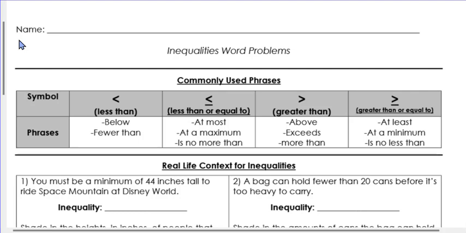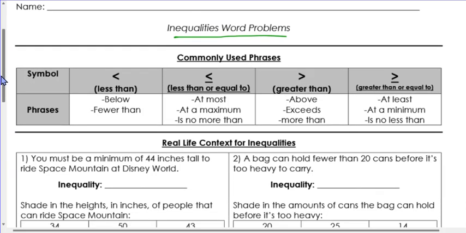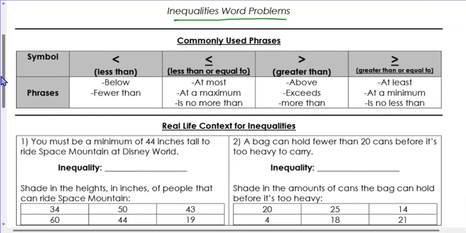Alright, here we're going to be learning about inequality word problems. So we've learned how to solve any type of inequality you're going to come across. Now we're going to be given a scenario and you're going to need to translate it into an inequality and then possibly solve that inequality.